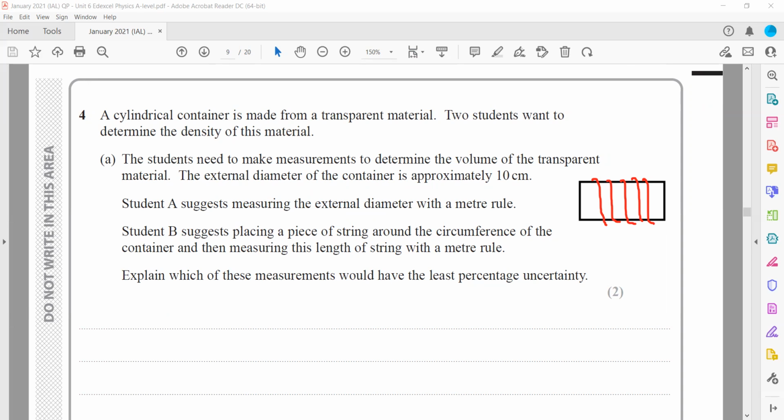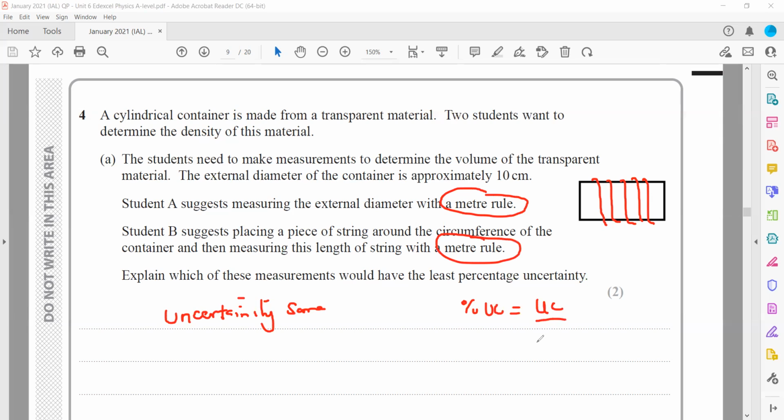So the idea is, when we compare the uncertainties, what is the uncertainty? Uncertainty means the smallest value which the instrument can record. Because we are using the same instrument, the uncertainty will be the same. But what about percentage uncertainty? The percentage uncertainty is uncertainty divided by value recorded, times 100.